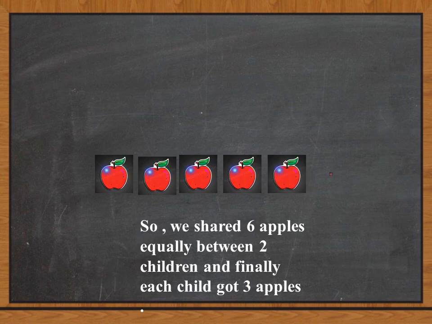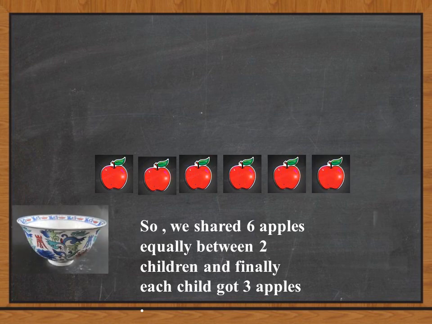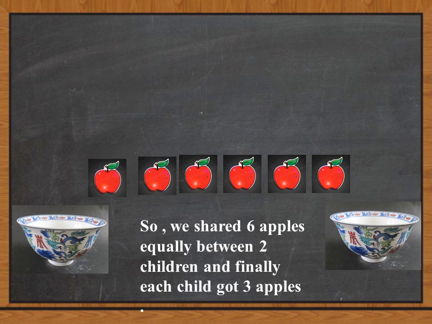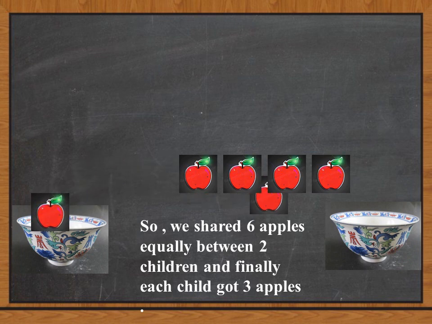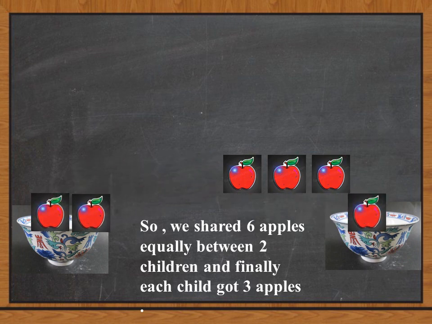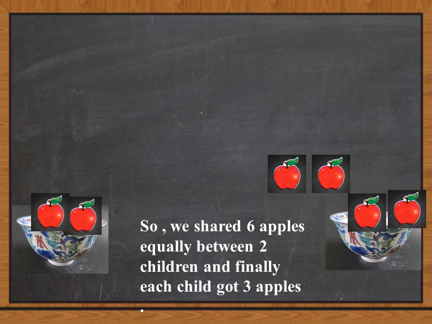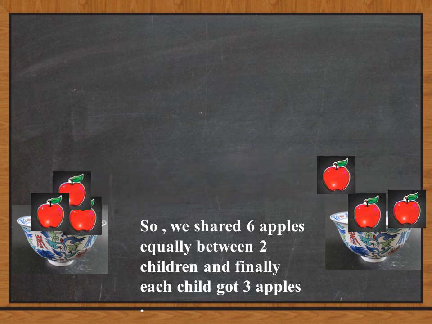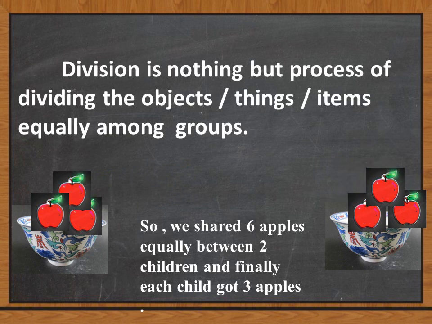From the above example, we shared 6 apples equally among 2 children, and finally each child got 3 apples. The process of dividing the objects into equal groups is called division. That means division is nothing but sharing specified number of items between specific number of people equally.